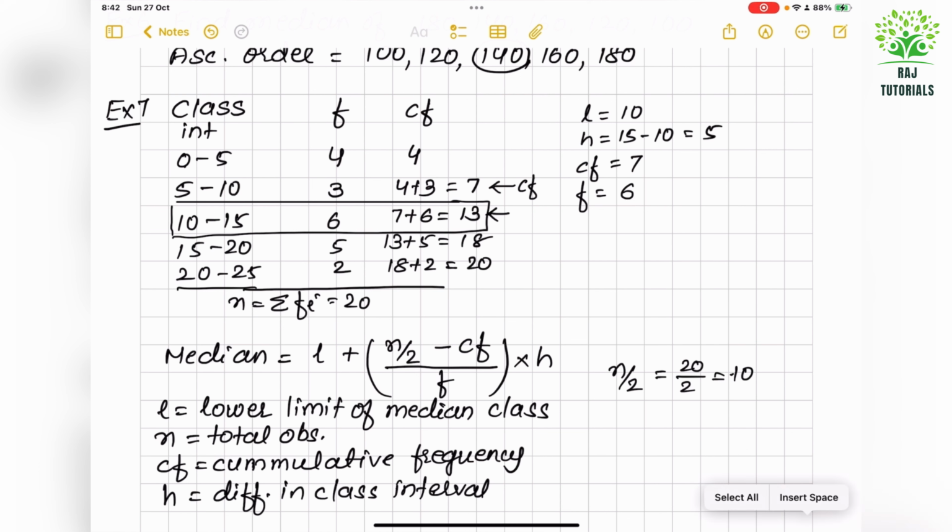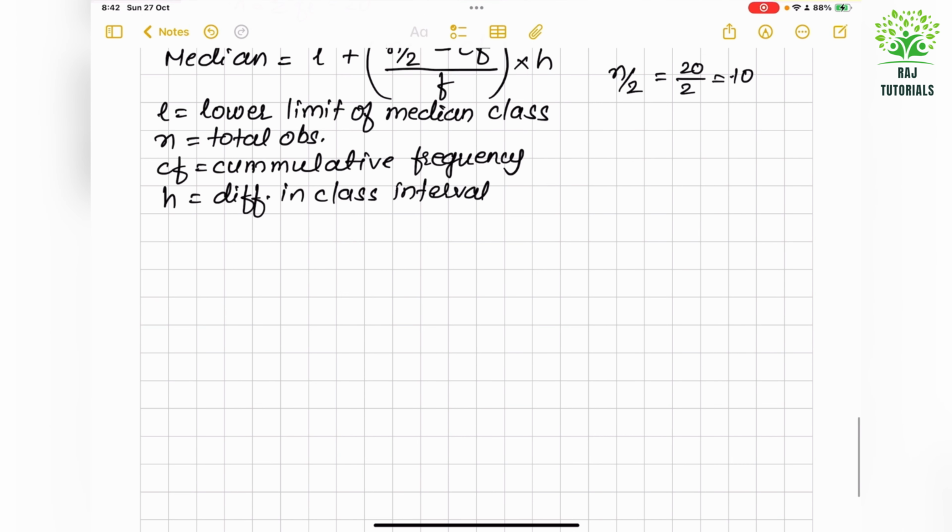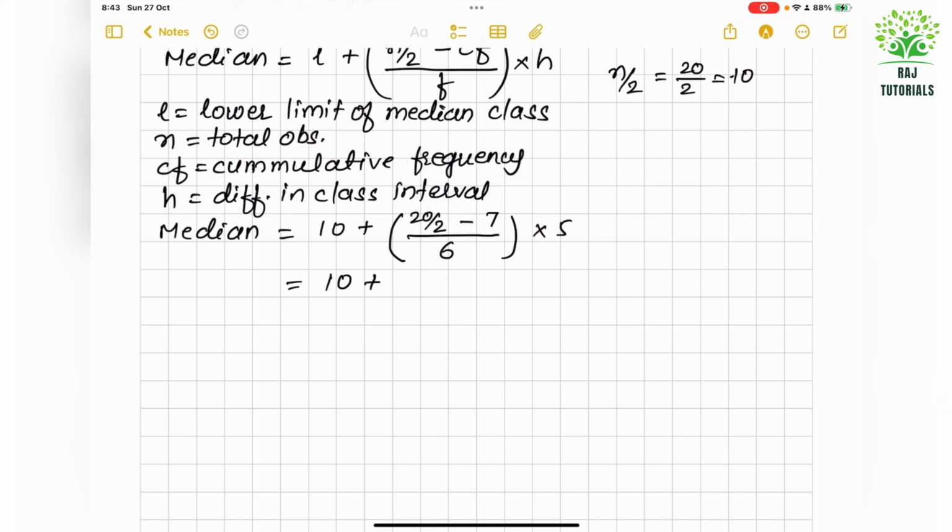And n by 2 will be 20 by 2, so that will be 10. So that already we have done. Now if I find the median using the formula, median equal to L, so see, L is 10, plus n by 2, so 20 by 2 minus CF, CF is 7, upon F, so 6, into 5. So if I solve this, 10 plus 10 minus 7 will be 3, 3 by 6 into 5. So 1s are 2s are. So this will be 10 plus 5 by 2. 5 by 2 means it will be 2.5. So my median will be 12.5.